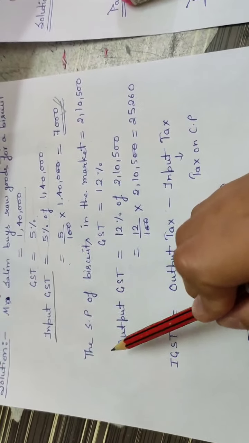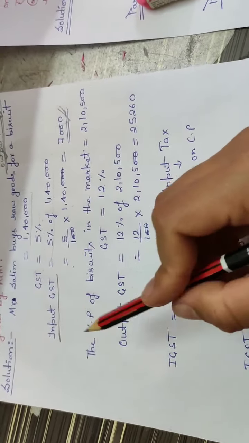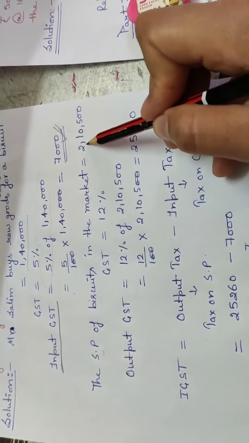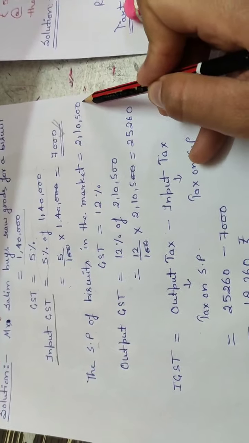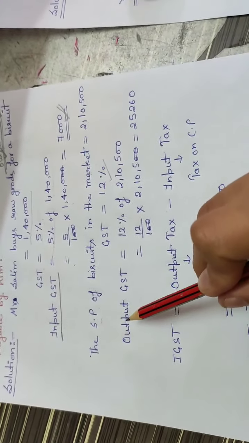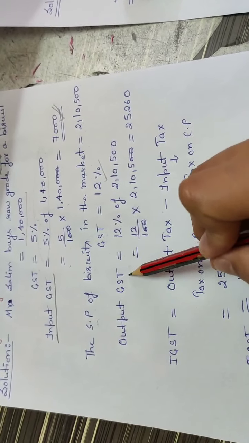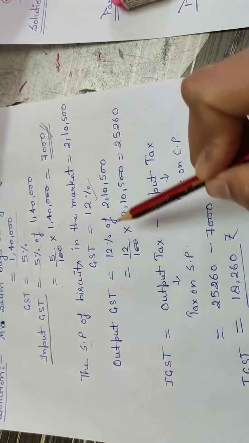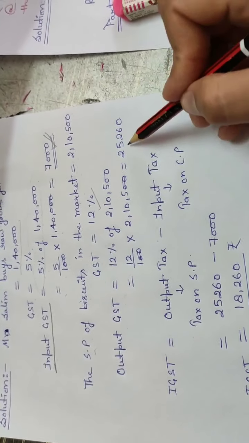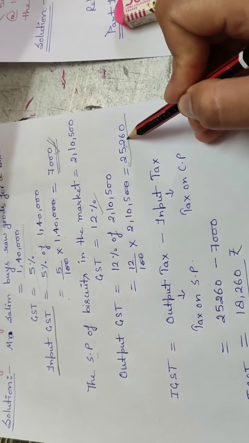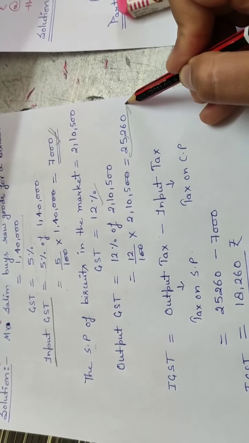Now in the second part, the selling price of a biscuit in the market equals 2,10,500 and GST equals 12%. So you can find your output GST, that is, 12% of 2,10,500. After calculation, your output GST is 25,260 rupees. Clear?